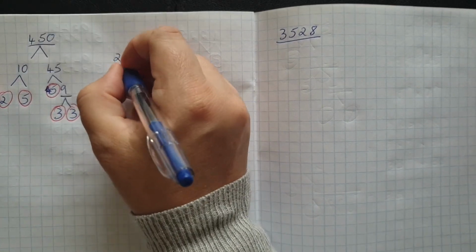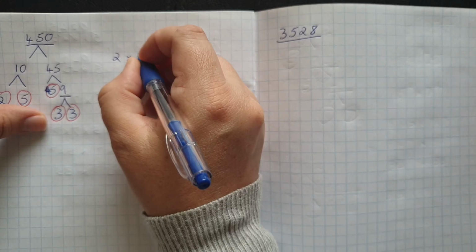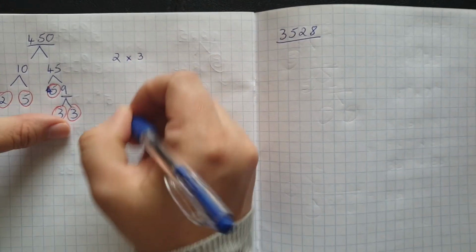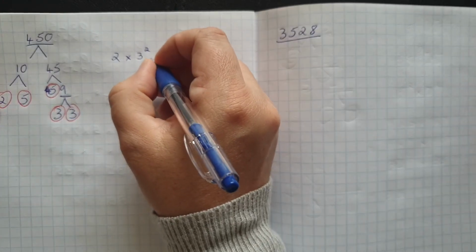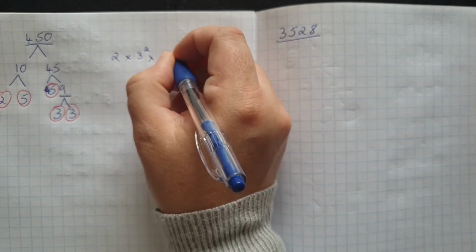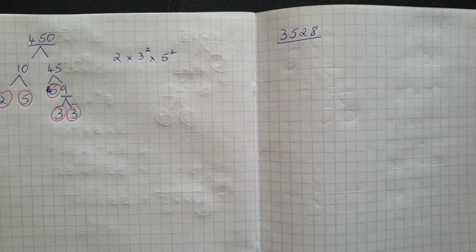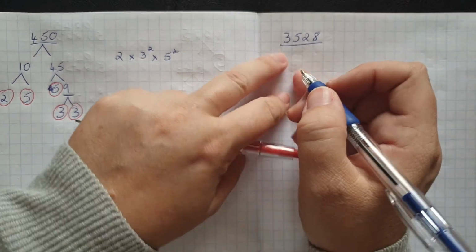So we've got 2 times 3, and there's 2 3s times by 5. Here we go. 2 times 3 squared times 5 squared. Okay, same principle again.